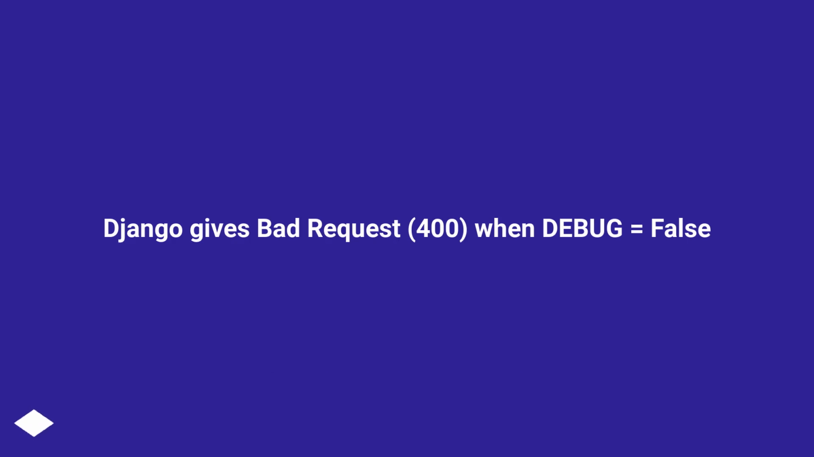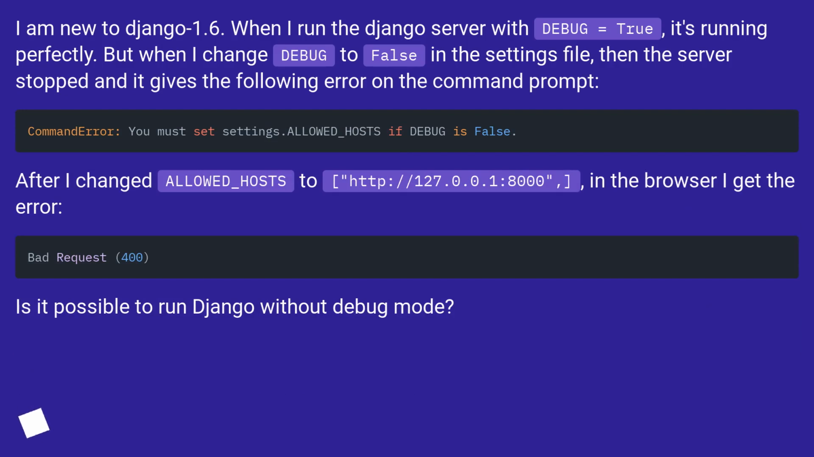Django gives bad request, 400, when debug equals false. I am new to Django 1.6. When I run the Django server with debug equals true, it's running perfectly. But when I change debug to false in the settings file, then the server stopped and it gives the following error on the command prompt.